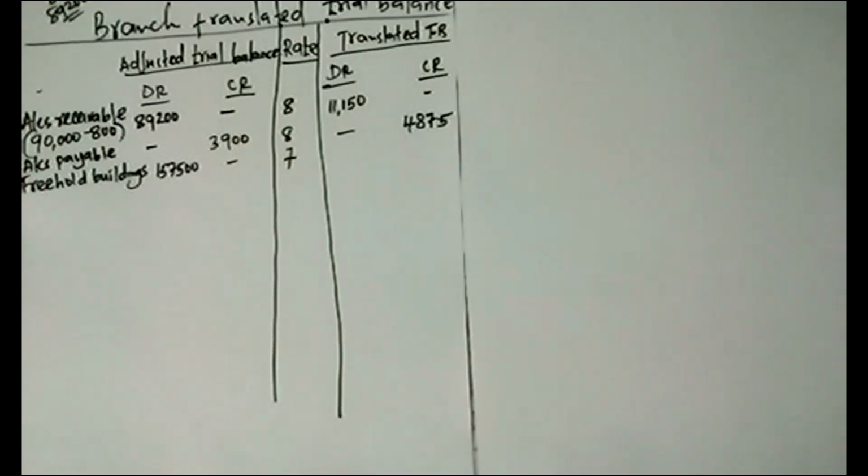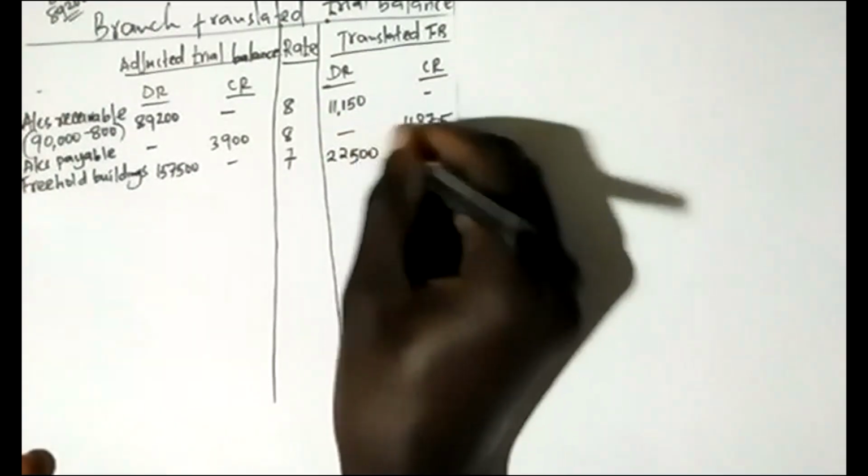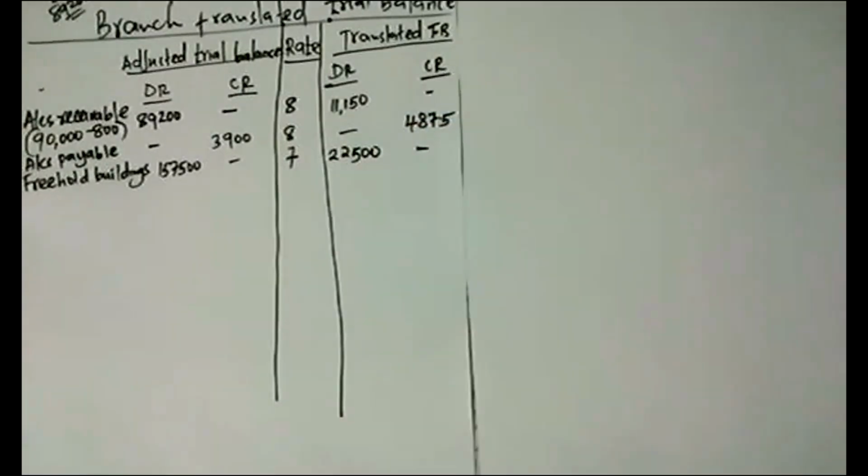So if they were not specific, we use which rate? Closing, and our closing was 8. So we continue. If I use my calculator on that side, I'm getting 22,500. So the next thing I will do is all about revenue.